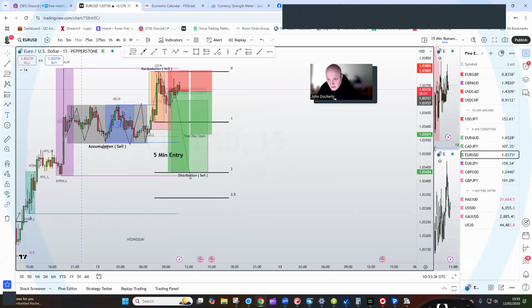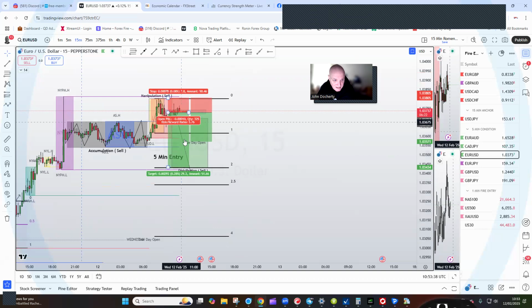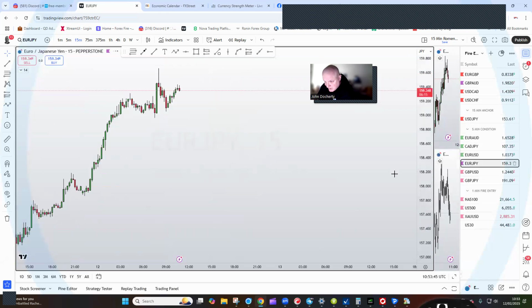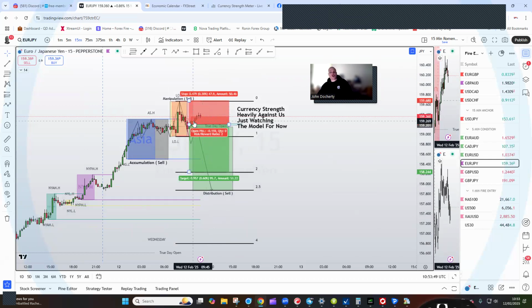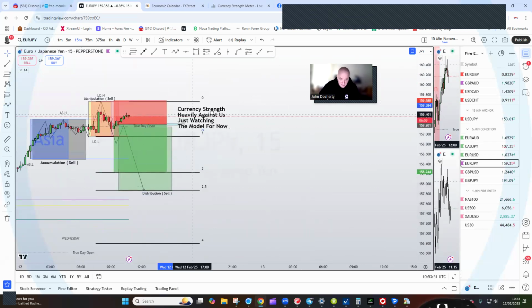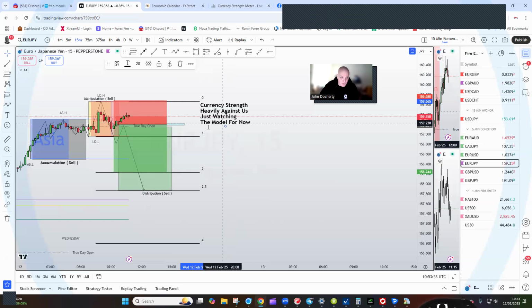We've got the EUR/USD. It's coming back down into the field of play towards the entry area after it's been in a little bit of drawdown. The JPY has been super weak today, but the structure of this model is still holding. Currency strength is heavily against us, so we're just watching the model to see what it does.